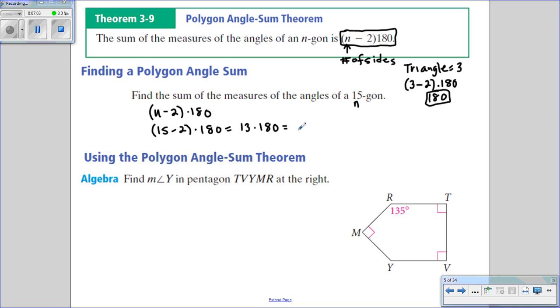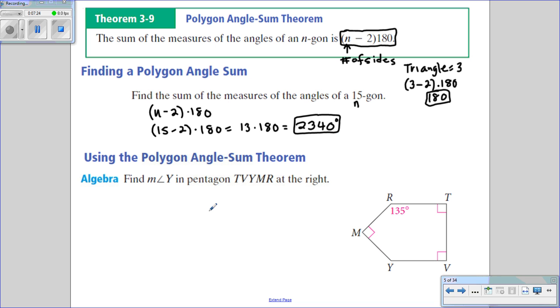And when you calculate that out, you end up getting 2,340 degrees. So a shape with 15 sides, no matter what it looks like, if it's got 15 sides, all of its interior angles are going to add up to 2,340 degrees.